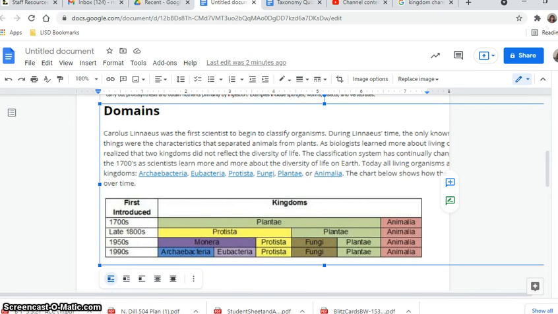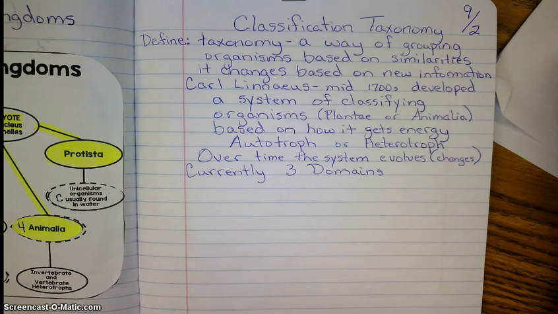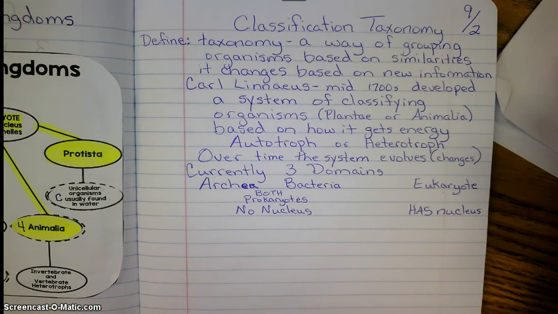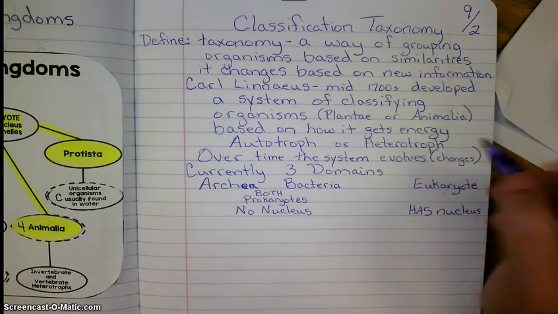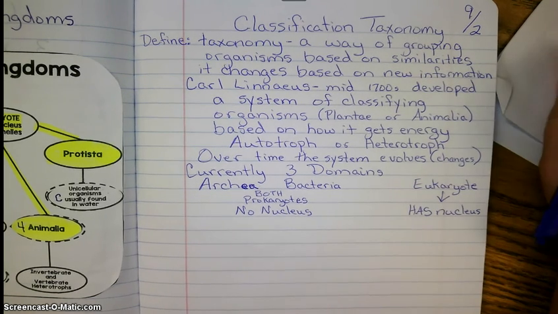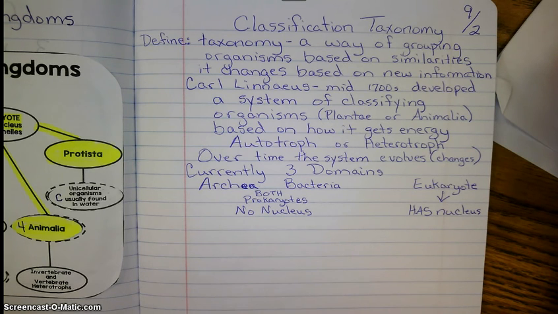The more we know, the better we do, and the more we can classify things based on their similarities and their differences. Currently, there are 3 domains: archaea, bacteria, and eukaryotes. These 2 domains, archaea and bacteria, are both prokaryotes, meaning they have no nucleus, and your eukaryote does have a nucleus. Now we're going to learn the levels of taxonomy. There are 8 of them, and you have to know them in order.